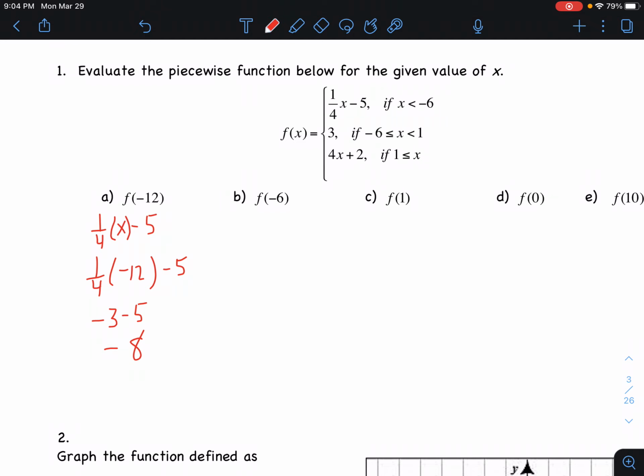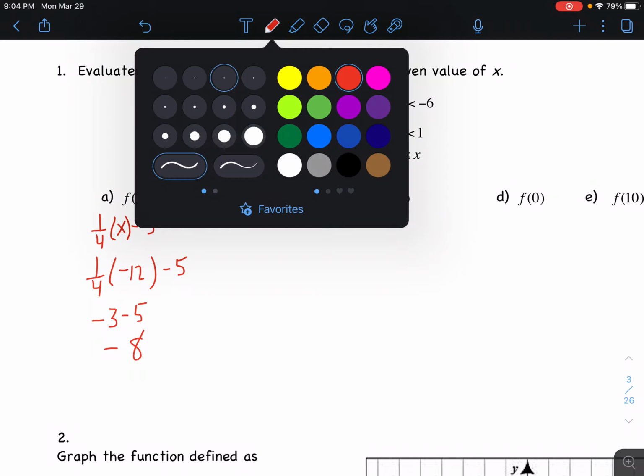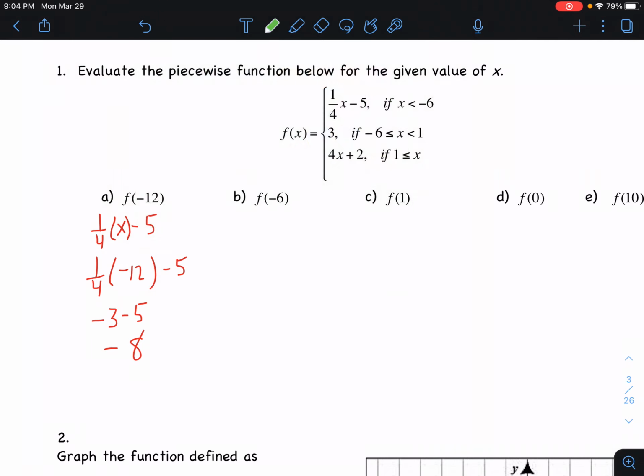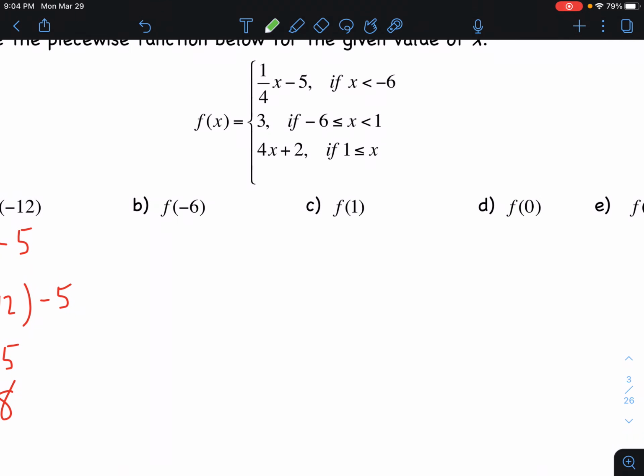Okay, what's next? Next is f of -6. Is -6 less than -6? No, there's no underline there, so no go on that. Would -6 be okay for x in this one? Yes, it would. We have the underline here. So that means I am going to use this. So it's going to be 3. Actually, there's no x to plug in. Your output is literally just 3.